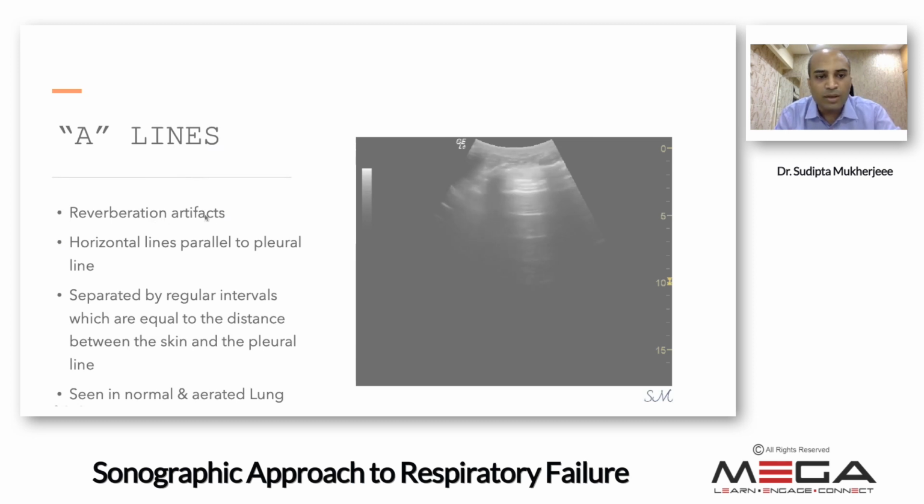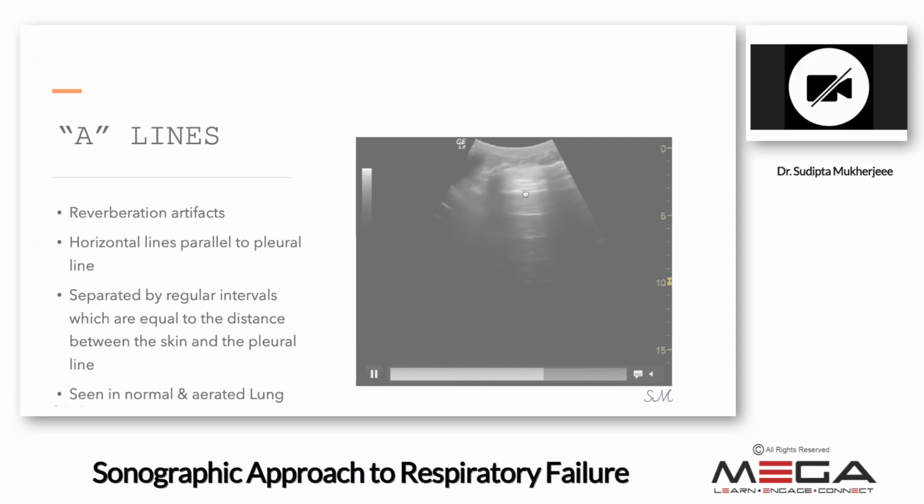A lines are produced by reverberation artifacts. They are horizontal lines parallel to the pleura, separated by regular intervals which are equal to the distance between the skin and the pleural line. They are seen in a normal, aerated lung. That means this is the distance from the skin up to the pleura, and the distance between each A line will be equal to this distance.